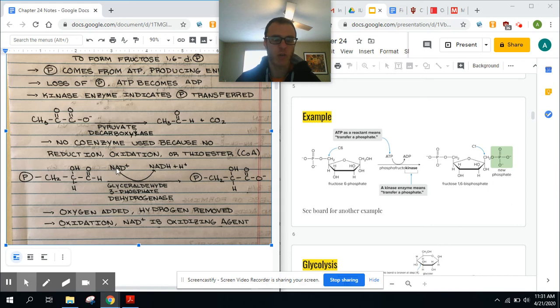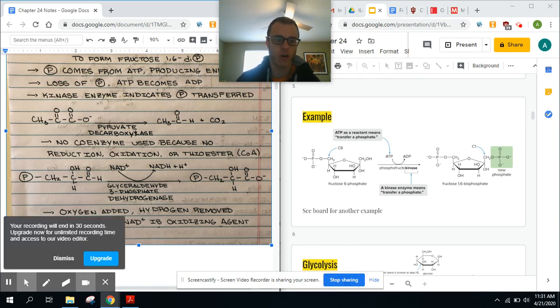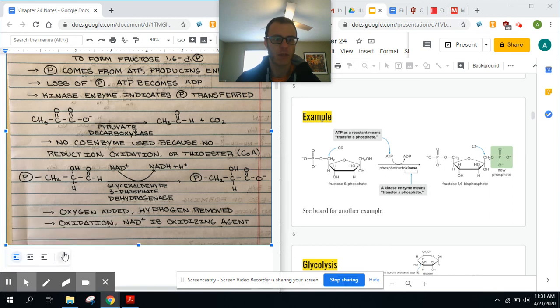We're going to use NAD plus, and we're going to take off 2 H's. So this is getting oxidized. As we move over, that last carbon is oxidized. We have an oxygen added, plus we've removed some hydrogen. Oxygen added, hydrogen removed: that's oxidation, and NAD plus is the oxidizing agent. There's a whole lot going on. All right.